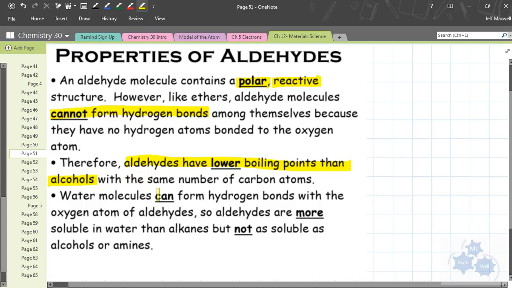Water molecules can form hydrogen bonds with the oxygen atom of aldehyde, so aldehydes are more soluble in water than alkanes, but not as soluble as alcohols or amines. You do not have to memorize this, okay? This is just a side fact, because it'd be difficult for you to memorize that, and we won't have to go there. But just so you know that the solubility is sort of between alkanes and alcohols, and that's a little bit why, but you don't have to remember that.